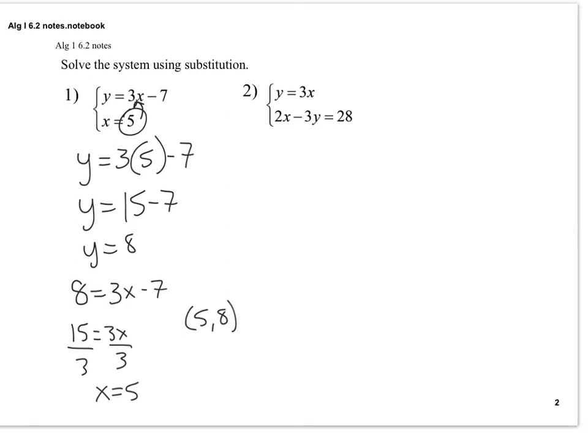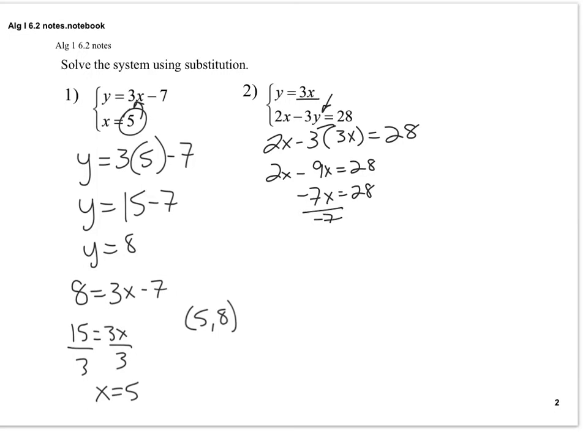Okay, so in number 2, I've got y is equal to 3x. I'm going to take that value and plug it into this equation right here for y. So I've got 2x minus 3 times y, which is equal to 3x, and that's equal to 28. Alright, so I have to distribute this 3 to this 3x, so I've got 2x minus 9x equals 28. If I combine like terms, I have a negative 7x is equal to 28, and x is equal to negative 4.